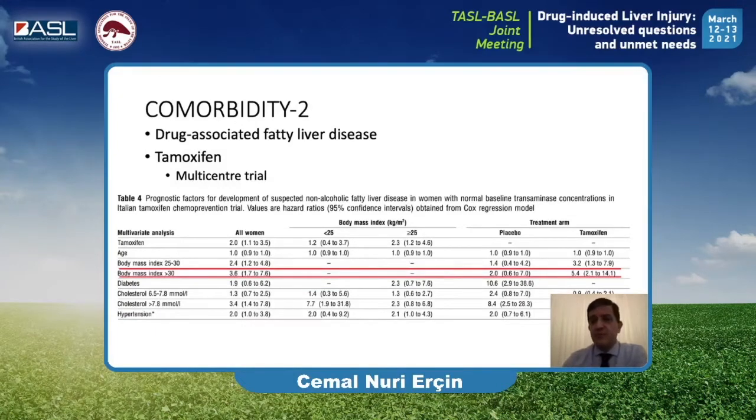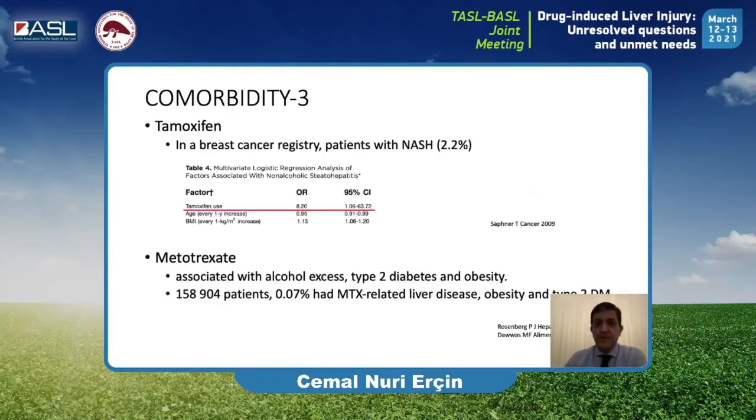To explain the effect of comorbidities in DILI, we should review the concept of drug-associated fatty liver disease. In this scenario, drugs and the other factors responsible for the pathogenesis and progression of liver disease work together. There are two examples here, tamoxifen and methotrexate. In a multi-center study including more than 5,000 women, tamoxifen therapy was shown to be a risk factor for developing fatty liver, especially in overweight and obese subjects. The risk was twofold and increased in the first 2 years of treatment. In a breast cancer registry, including patients with NASH, tamoxifen usage increased the risk of developing NASH by 8.2-fold, and the liver enzymes normalized after stopping the treatment in the majority of patients.